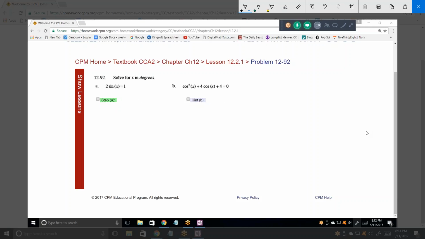There are certain trig equations where when you solve for it, you can actually answer the whole thing with one series. But they're a little unusual.